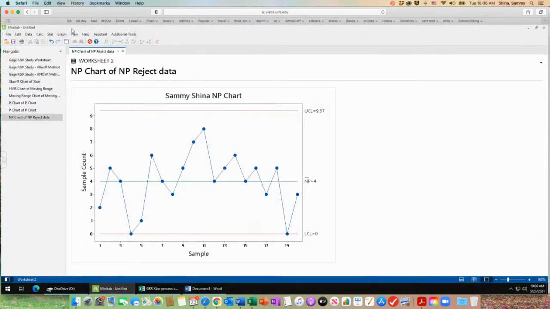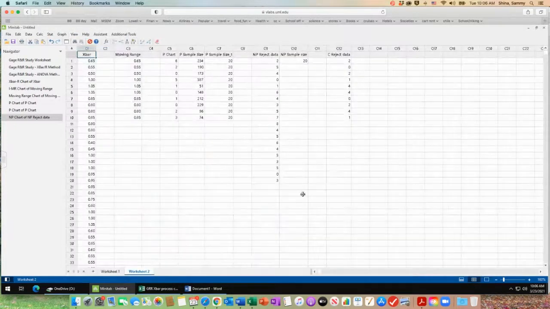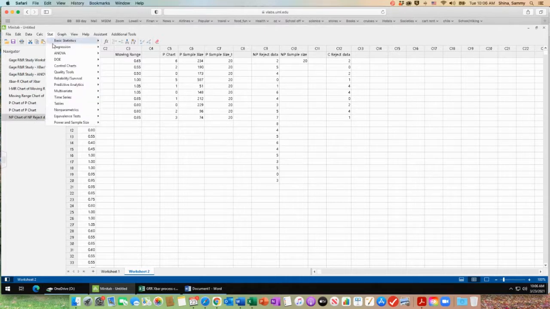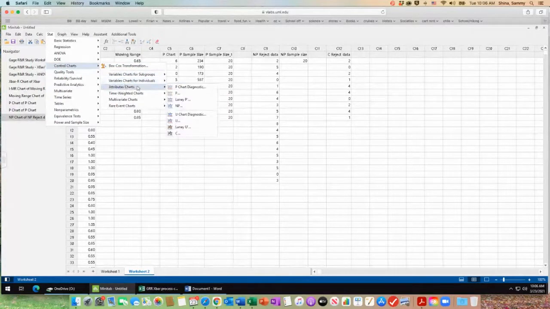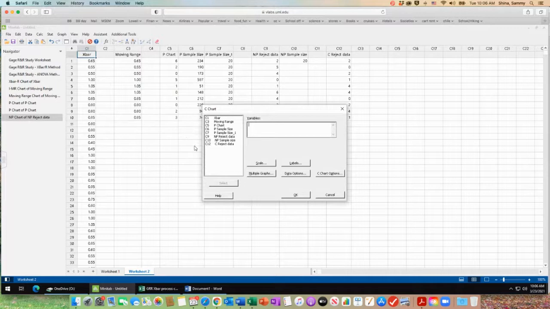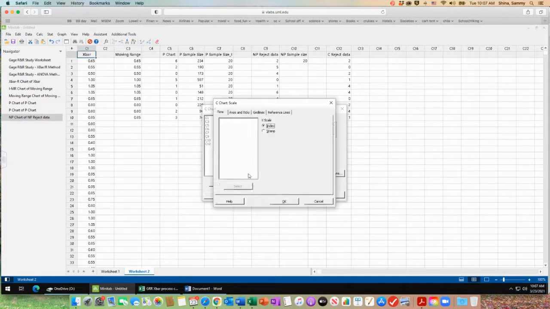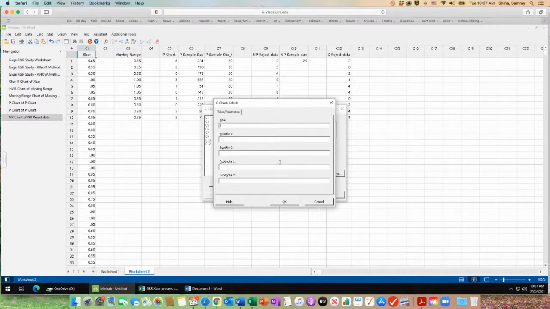Now, the last one is going to be the C chart. So let's look at the data. And the C chart is in this column C12. So we are going to say Stat, Control Charts, Attribute Charts, C chart. There's our C chart. We go to column C12. We double click it. C reject data. That's it. Scale is to index. Let them decide on the scale.